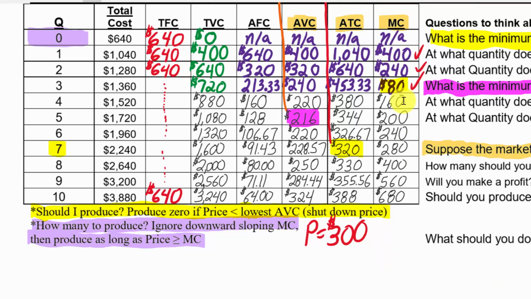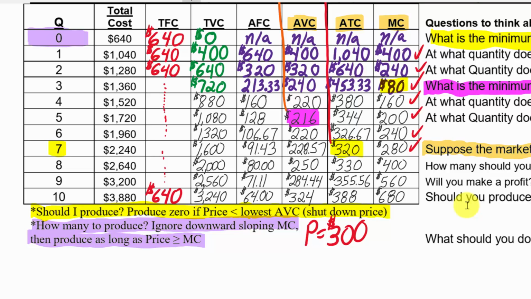What about the fourth unit? It's going to cost $160. We can sell it for $300. Yeah, that's a good idea. The fifth unit? Yep. Sixth unit? Yep. Seventh unit? Yep. Eighth unit. Marginal cost, it would cost us $400 to make that eighth unit. And then we turn around and sell it for $300. Does that sound like a good idea? No, that would be a terrible idea.